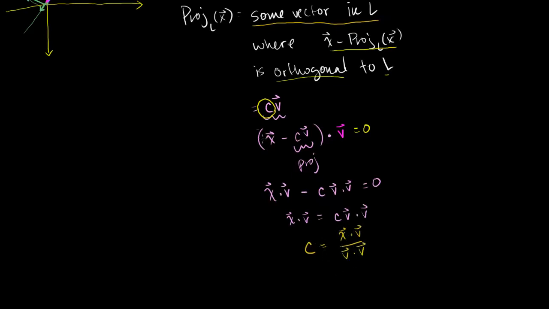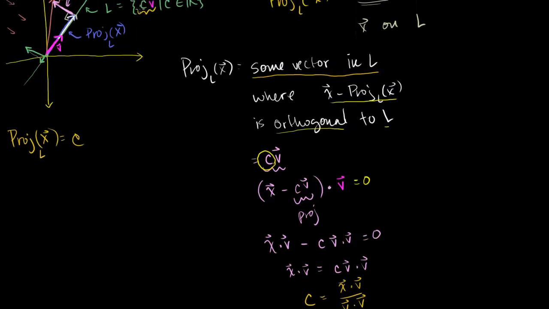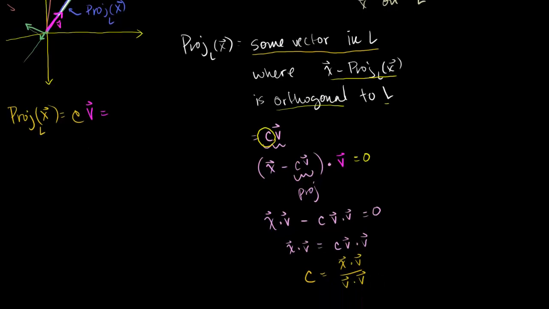Now what was c? We're saying the projection of x onto L is equal to some scalar multiple, right? We know it's in the line, so it's some scalar multiple of this defining vector v, and we just figured out what that scalar multiple is going to be. It is going to be x dot v over v dot v. And this, of course, is just going to be a number, right?